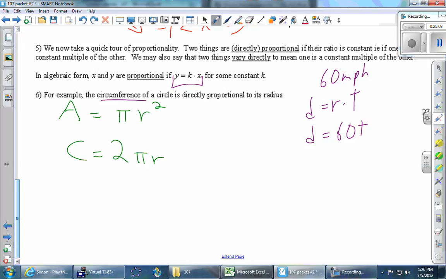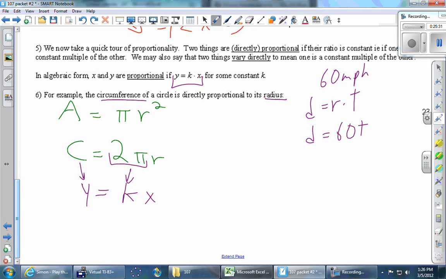Okay, so what's going on here? It says circumference is directly proportional to the radius. Okay, let's see. So y equals k times x. That's our standard equation for directly proportional. So what's replacing the y? It's the circumference. Okay, what's replacing the k? It's a constant. It's 2 pi. It's okay for it to be two things. It's just a constant. 2 times pi is around 6.28.